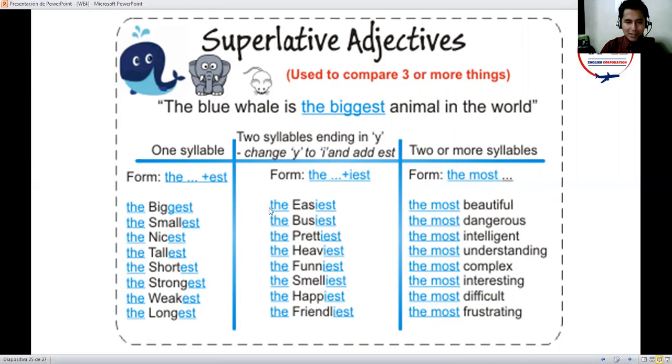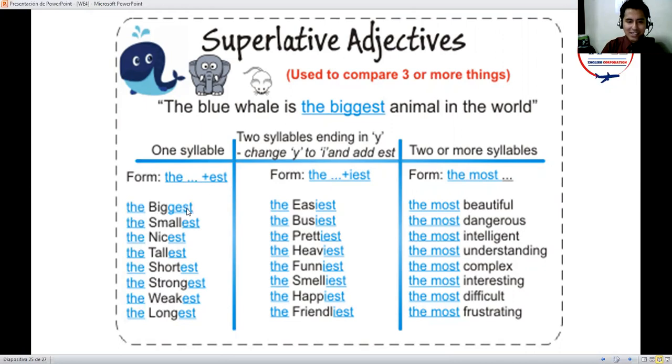And what do we have in this part? Here we have three rules. What happens in the case of one syllable? In the case of one syllable, we are going to consider this. How do we form a superlative? First, we have to remember the adjectives, and then we are going to consider that all the superlatives use the word the. And then we have to use the adjectives. But what do we have to add to the adjectives? We have to add est.